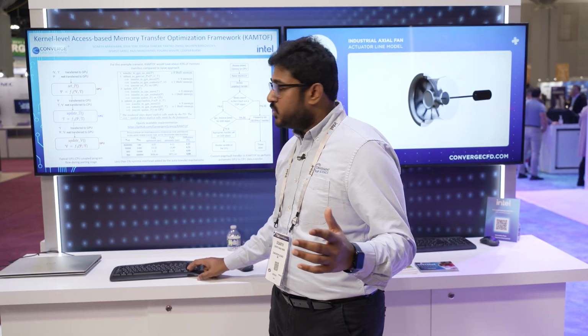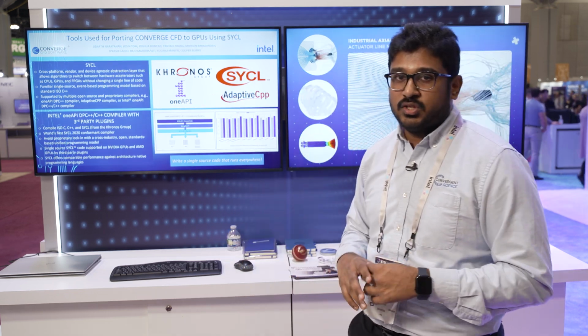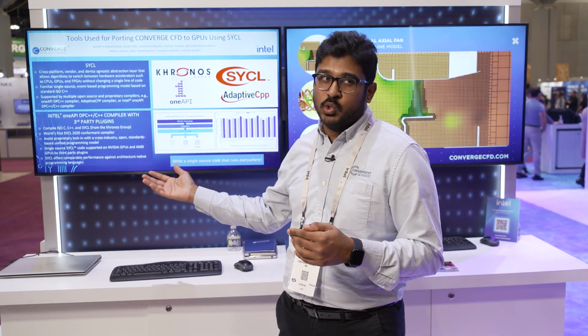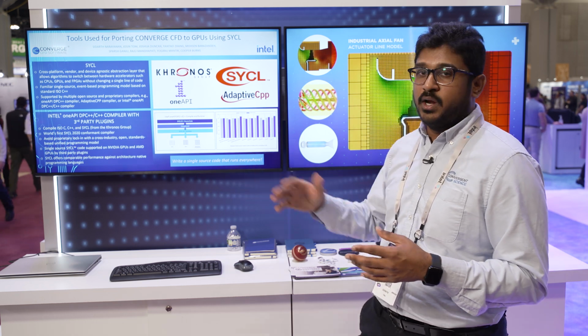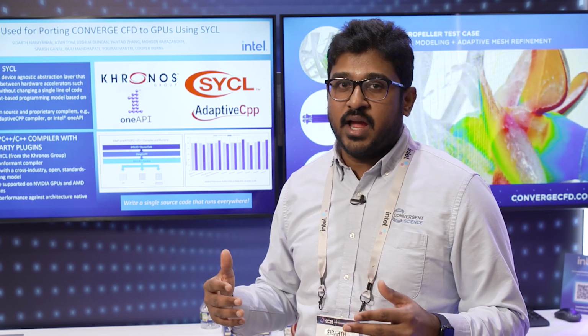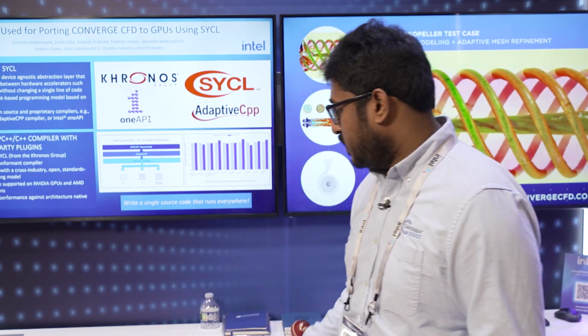Now that we had the idea for the framework, we wanted to implement it, and we chose SYCL, a vendor-agnostic C++ abstraction layer that lets us run our source code on all vendor GPUs. SYCL is an open standard developed by the Khronos Group, and the SYCL implementation we used was Intel's oneAPI DPC++ compiler with third-party plugins which support Intel and NVIDIA GPUs. One aspect of SYCL is that it gives performance very close to the native backends, as seen in the plots here. With SYCL, we can write a single source code that runs everywhere.